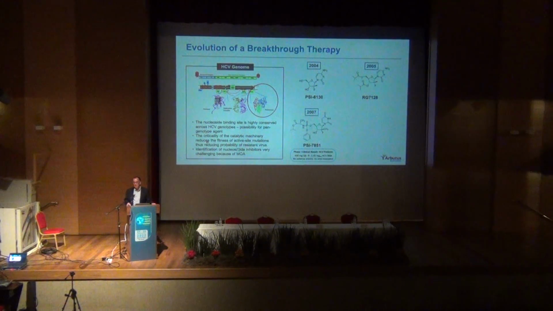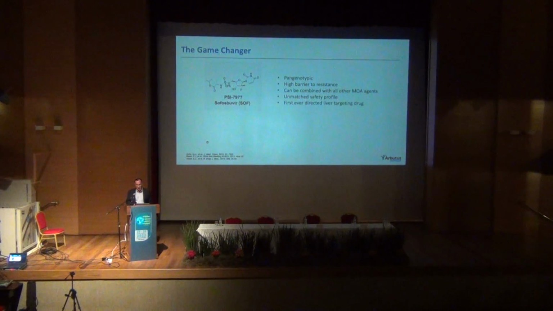No one at the time had developed a method to asymmetrically make chiral phosphoramidates, or actually been able to synthesize the unique diastereomers. We were able to ultimately develop a technology that allowed us to do that, and ultimately made this molecule, which we call PSI 7977, which was sofosbuvir. So sofosbuvir had these really unique properties. It was completely pan-genotypic. It had this very high barrier to resistance.